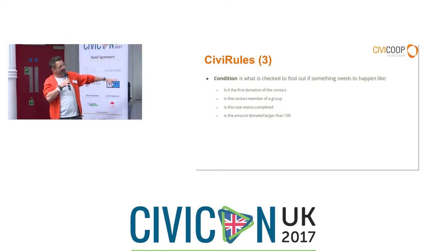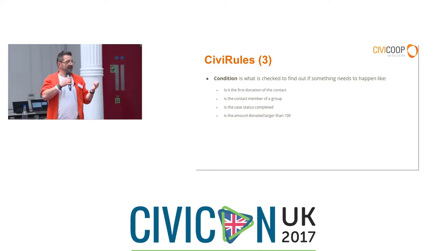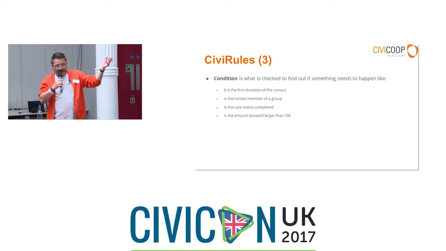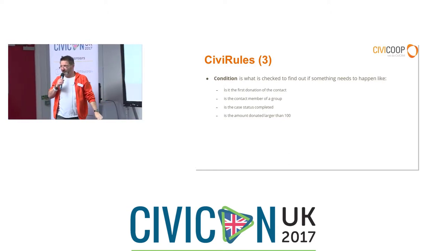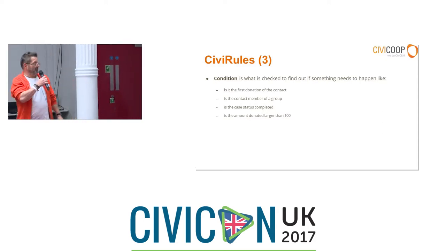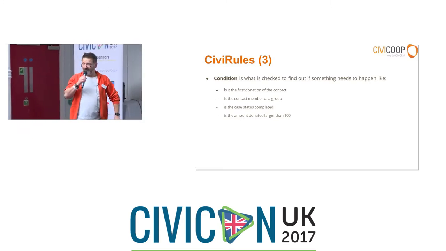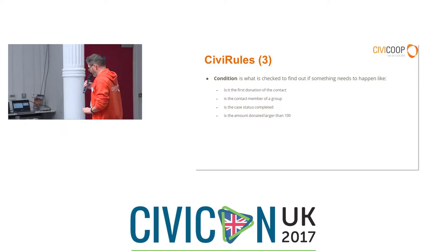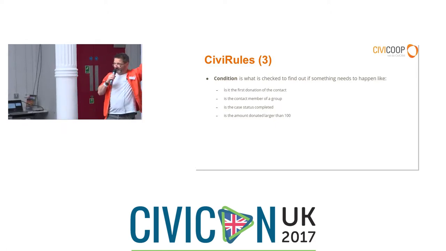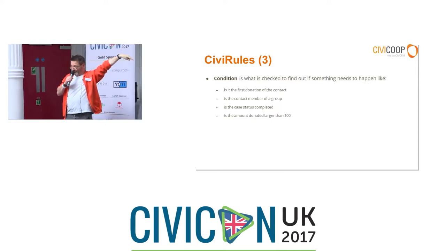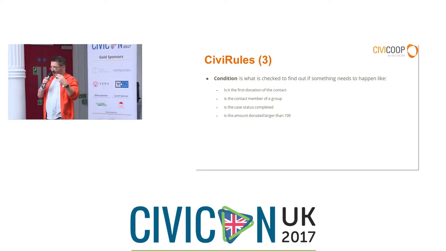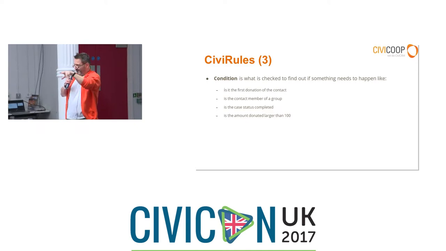Okay, and the second part is condition. So what is checked when that trigger happens, and what should then happen? An example of a condition could be, is it the first contribution of a contact? Or is the contact a member of a group? Or is the case status completed? Or is the amount donated larger than 100 euro, for example? These are conditions. And CiviRules can combine these conditions by saying and, or, but there's no priority system. So there's no stuff like, if I put brackets around that, then they get first priority, and then I can execute some others. It was designed to be relatively straightforward. If you want really, really complicated things, talk to developers. They really like to make complicated things.